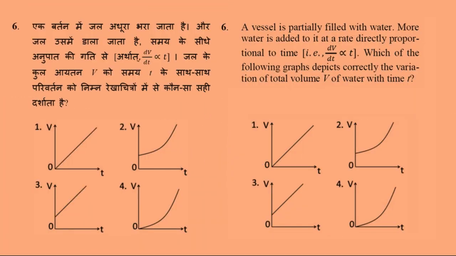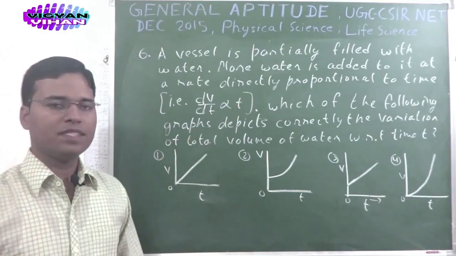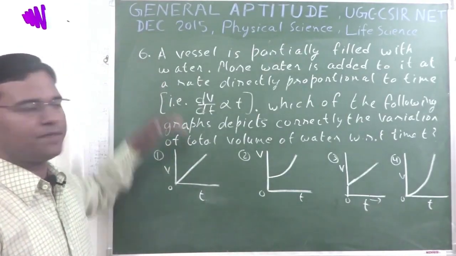A vessel is partially filled with water. More water is added to it at a rate directly proportional to time. Which of the following graphs depicts correctly the variation of total volume V of water with time? There are 4 given curves. We will have to select the correct representation. The first problem is here, problem number 6.